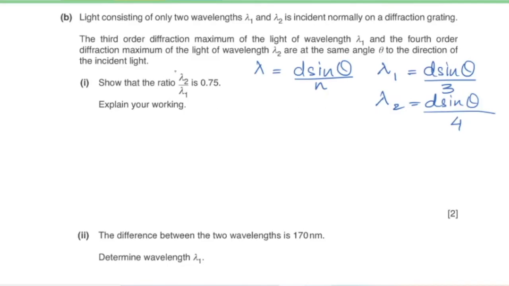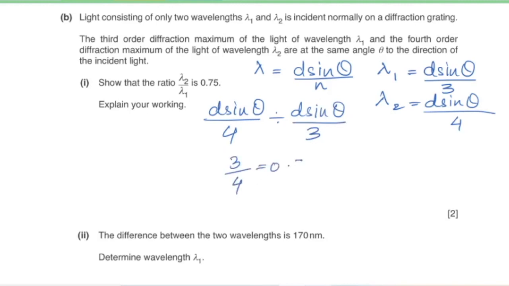Now they're asking us to find the ratio of lambda 2 by lambda 1, and they share the same angles, and of course they share the same d value as well. So d sine theta divided by 4, and divided by d sine theta divided by 3. So when you take the reciprocal of it, d sine theta and d sine theta get cancelled and it becomes 3 by 4, which is equal to 0.75.